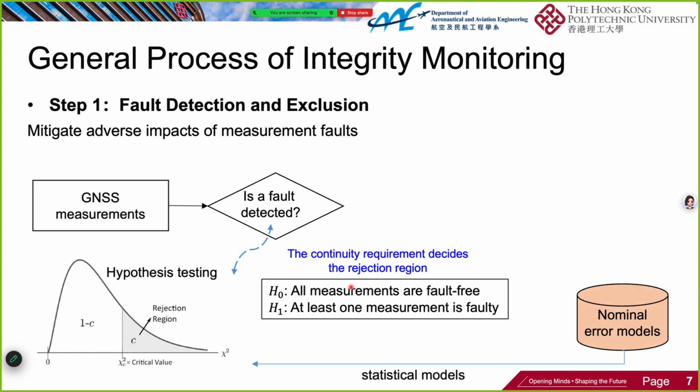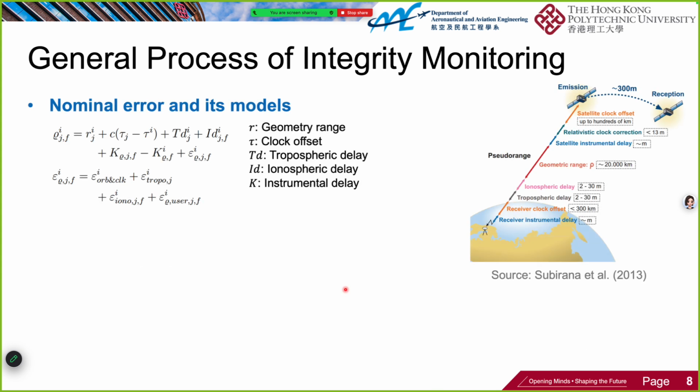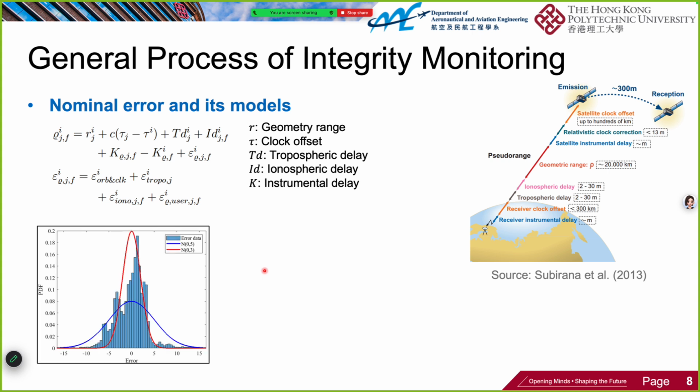So what are the nominal error models? Well, here are some common sources of errors in GNSS range measurements, such as clock errors and atmospheric errors. Even after we apply the corrections, there are still some remaining errors, and these errors are random. A typical example of the empirical distribution of these errors is shown here in this histogram. As you can see, these empirical distributions are difficult to parameterize, and this makes them very hard to use in integrity monitoring and hard to transmit to users.